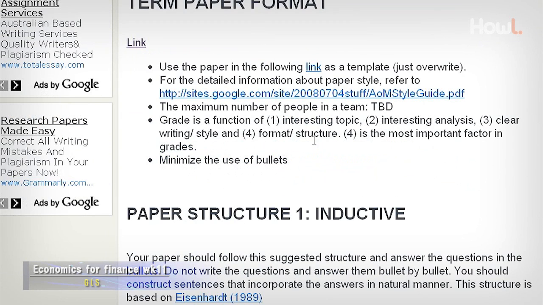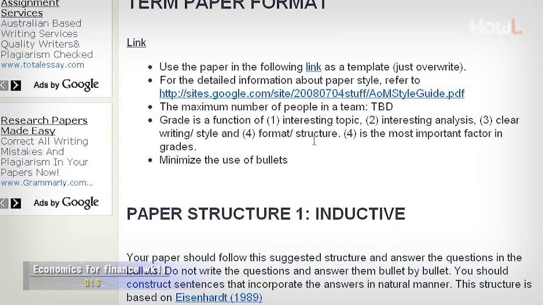So grading, of course, is a function of interesting topic, interesting analysis, clear writing style, and the format and structure. Format and structure is the most important factor in grade. Okay, it sounds strange. So rather than content, format is more important. Okay, so then let's discuss what format means.